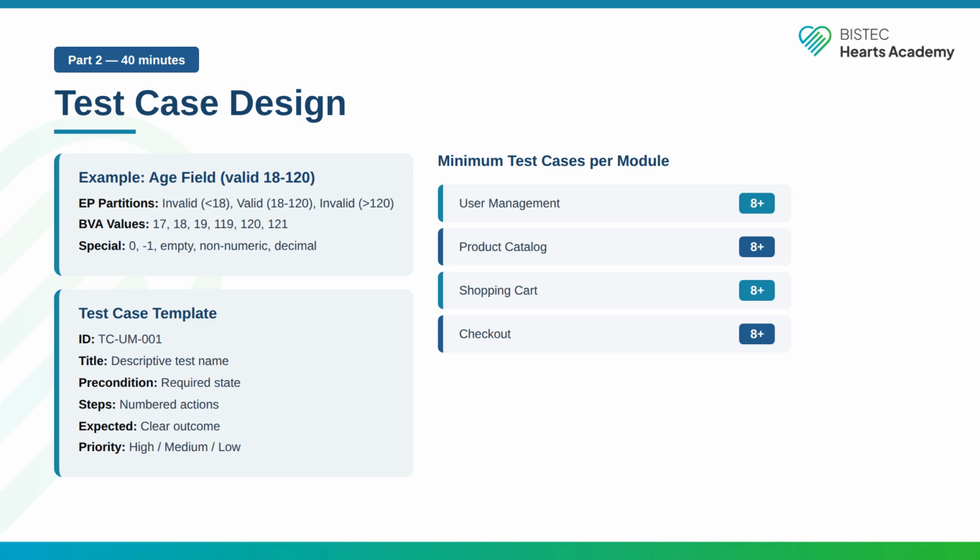8 test cases per module is the minimum. That gets you to 32 total. But user management alone has registration, login, password reset, profile update, and session handling. 8 test cases barely scratches the surface. In a real project, a thorough QA engineer would write 50 to 100 test cases for a checkout module alone. Aim for at least 10 per module.